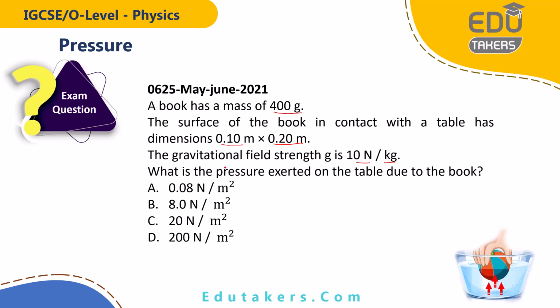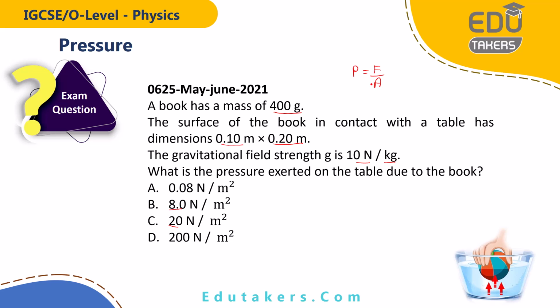Answer A, 0.08 Newton per meter square. B, 8.0 Newton per meter square. C, 20 Newton per meter square. D, 200 Newton per meter square. So first of all, see here, pressure is equal to force per unit area. By the dimensions, you can easily calculate the area.